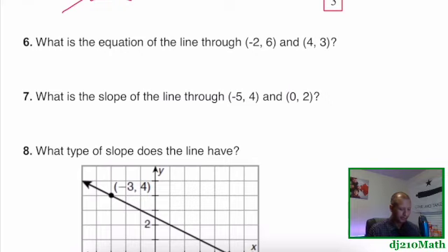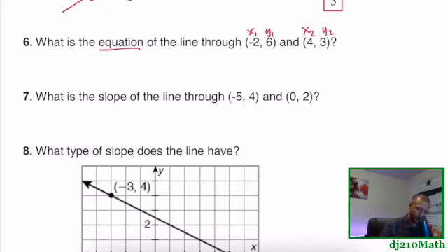Number 6. What is the equation of the line through these 2 points? Negative 2, 6 and 4, 3. So out of habit, x1, y1, x2, y2. Okay, I want an equation. For the equation of a line, there are 2 things you need: a point and a slope. Well, I already have a point. In fact, I have 2 points. I just need a slope. So let's find the slope.